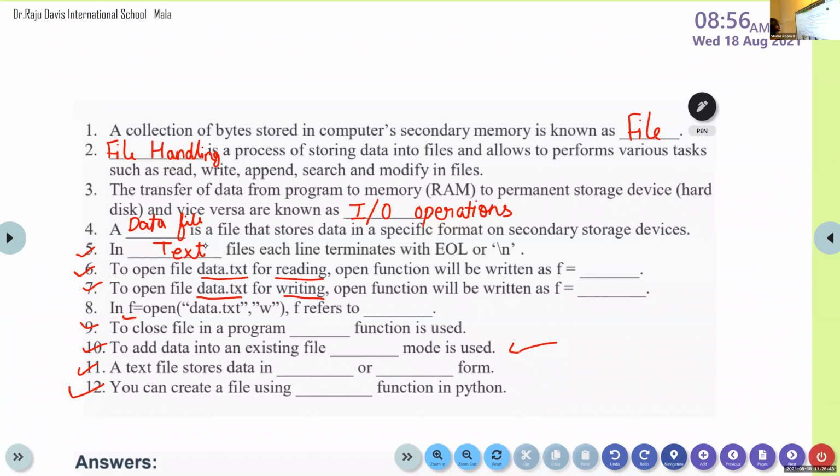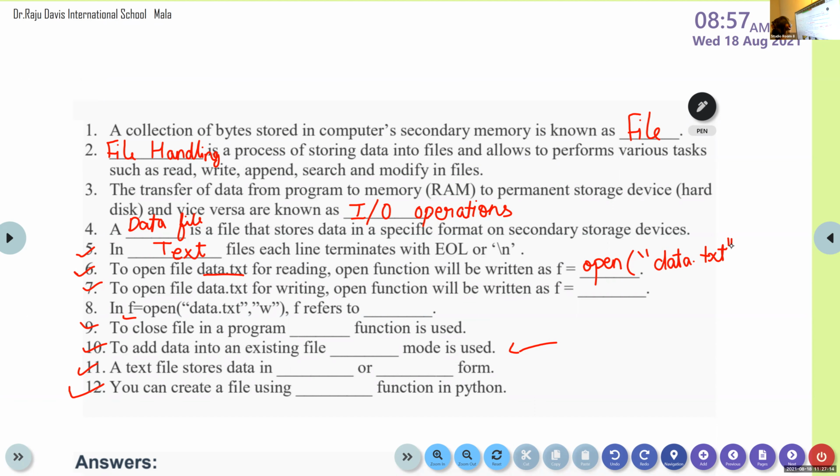Next one, 6-1. To open, what is the syntax? You know this one, isn't it? Now you have to mention the file name. What is the file name here? This is the file name, isn't it? To open file, so in double quotes, you have to write data.txt.